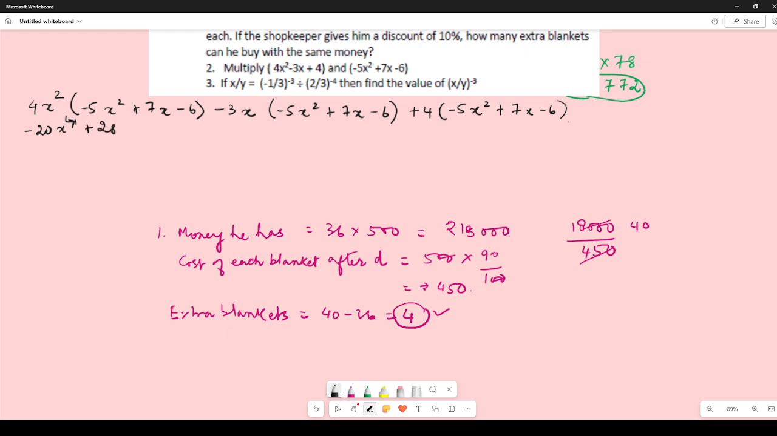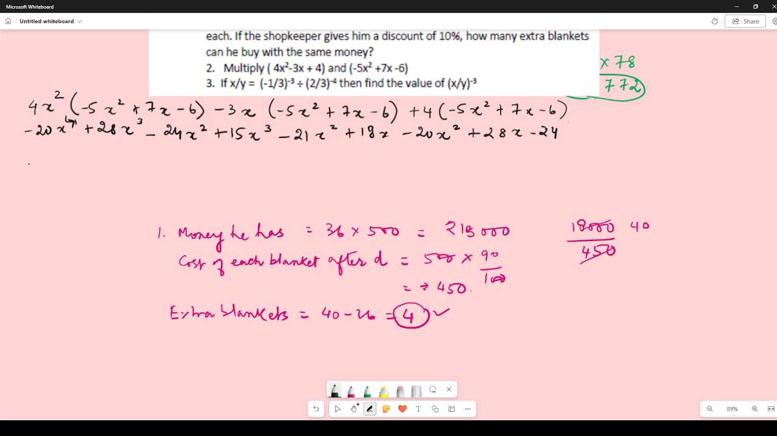plus 28x cube minus 24x square plus 15x cube minus 21x square plus 18x minus 20x square plus 28x minus 24. Now let us add all of them up.